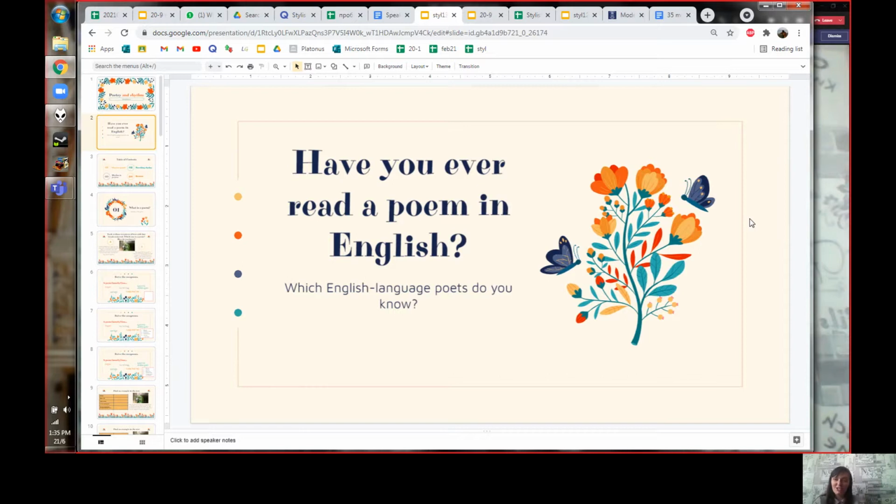Or my favorite one that I showed you in that Shakespeare lesson, "Let me not to the marriage of true minds admit impediment. Love is not love which alters when it alteration finds, nor when it bends with the remover to remove." Now, these are quite famous poems.